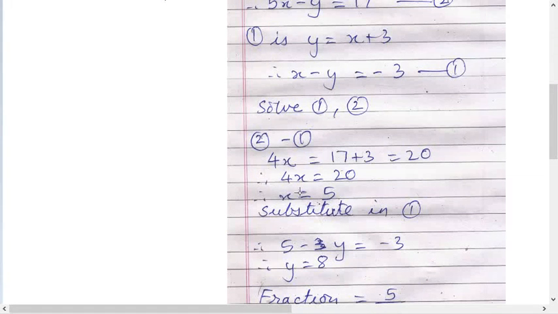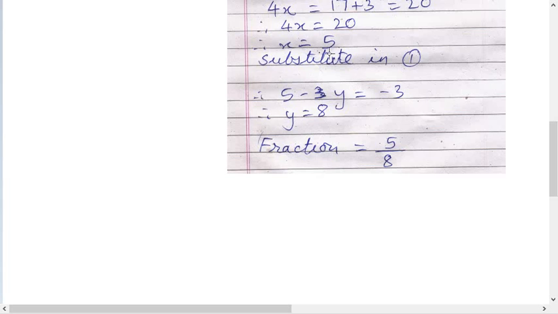Now we got x equals 5, you have to substitute it in 1. This one also you can do. Therefore 5 minus y equals minus 3. Therefore y equals, y on the right side, 3 plus 5 on the left side. So it becomes 8. Therefore y equals 8. Now we got everything. Hence the fraction is 5 upon 8.